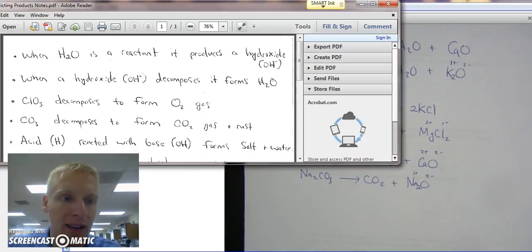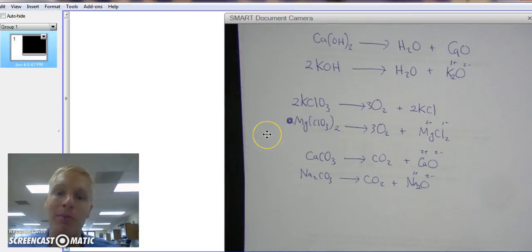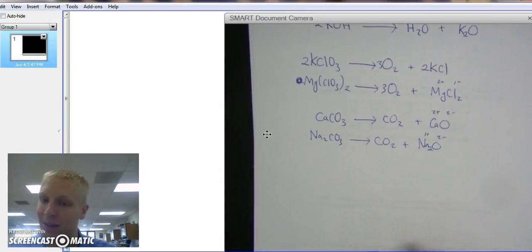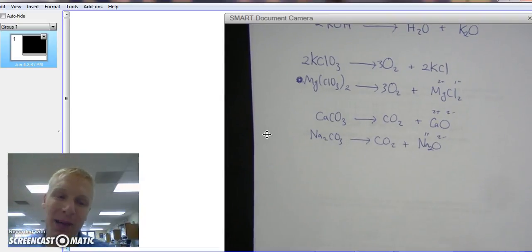Alright, moving right along. An acid reacted with a base forms salt and water. It's this guy right here. Acid plus base equals salt plus water. And this is going to come back in the last unit, the acid-base unit, and it's going to become like second nature at that time. But going over it now might pop up on the test. It's a type of double replacement reaction, and it's called the neutralization reaction.